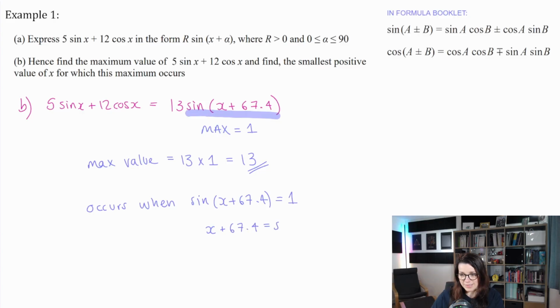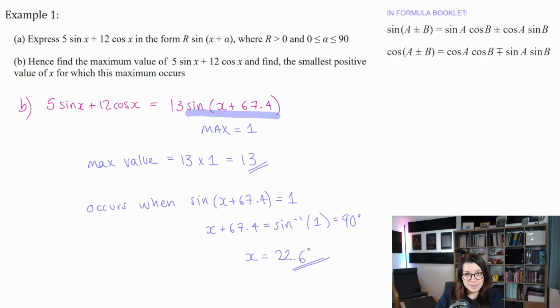So x plus 67.4 would be the inverse sine of 1, which is 90. That's the smallest positive value anyway. And then take away 67.4 to get x, 22.6. And that still works as the final answer because that is a positive value of x. If we were to get a negative value of x at the end, we need to look for the next solution after 90.